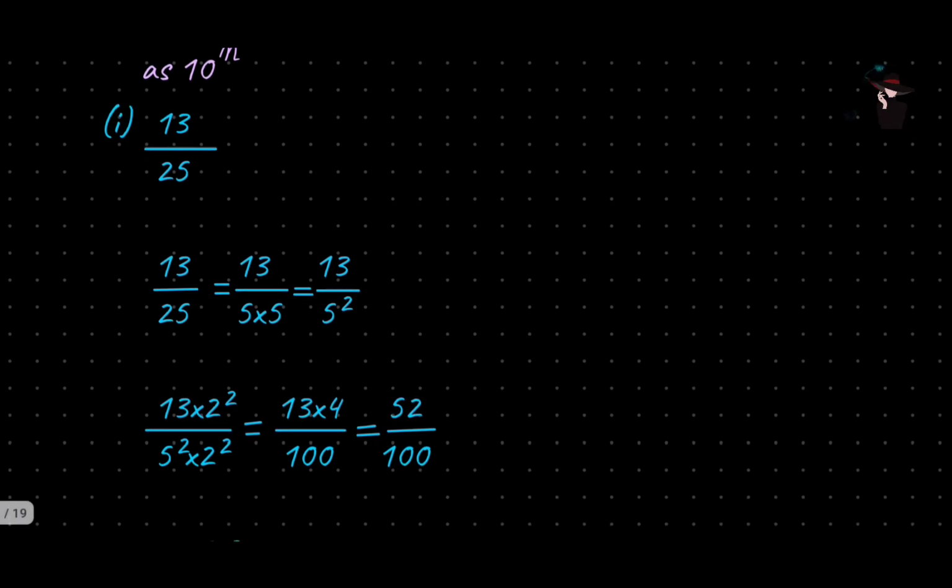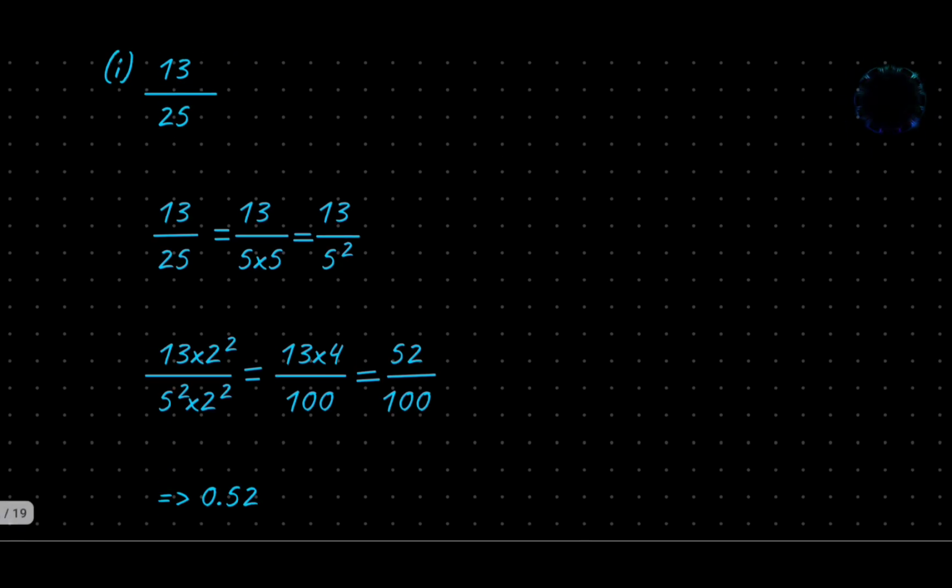If we have 5 here, to make it 10, what do we need? To make it 10, we need 2. So multiply and divide by 2 square, because we have 5 square. 13 into 2 square is 4, 5 square as it is, 2 square. So 5 into 2, 10 square is 100. 13 into 4 is 52 by 100.